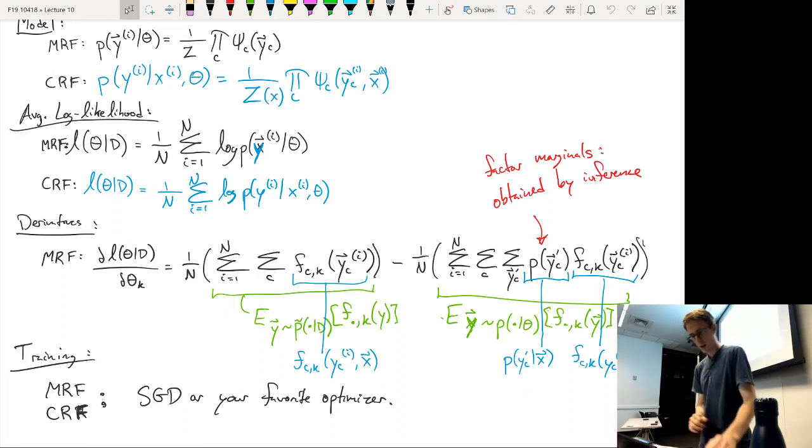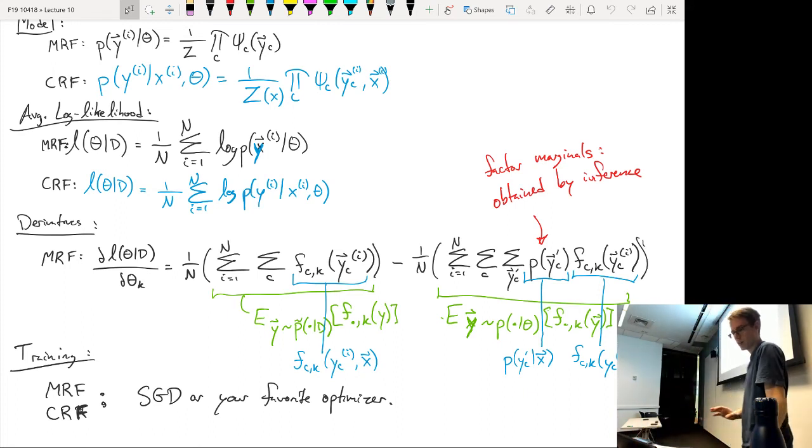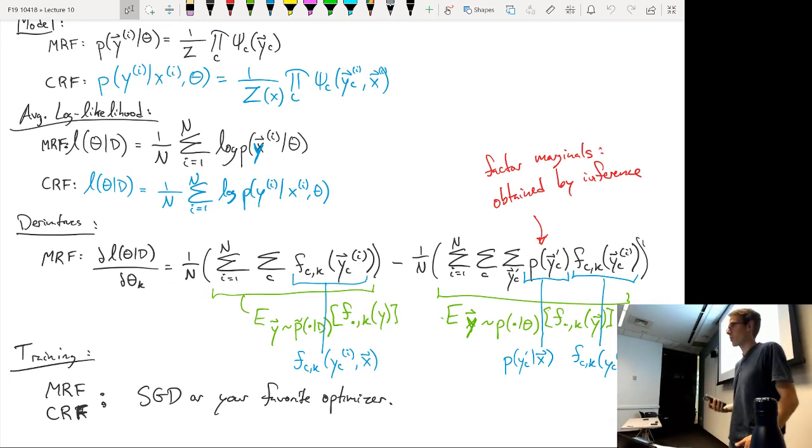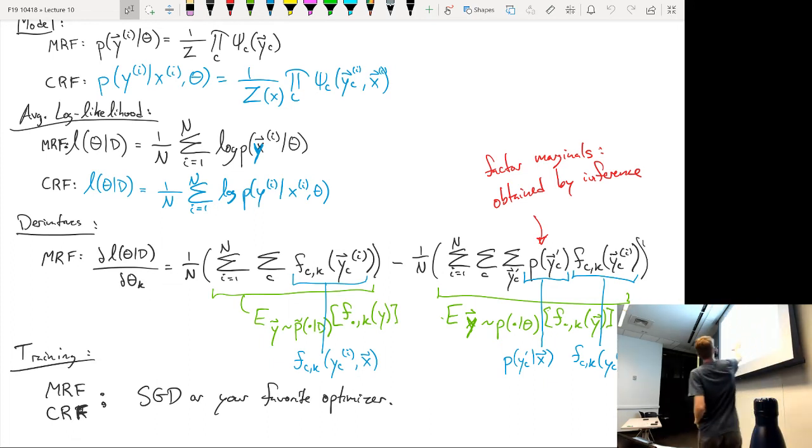Okay, so this idea is a really powerful idea, and it's what's going to allow us to connect this back to learning in a setting where we're coming up with our potential functions not just based on some fixed constant feature function, but some function that depends on our parameters.